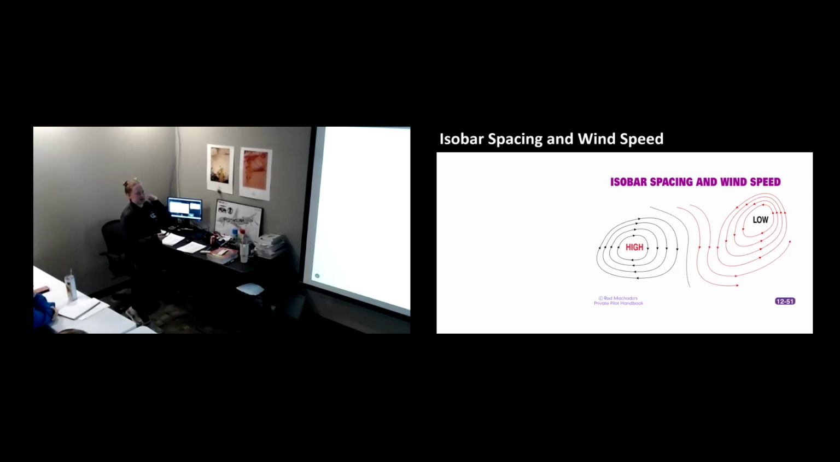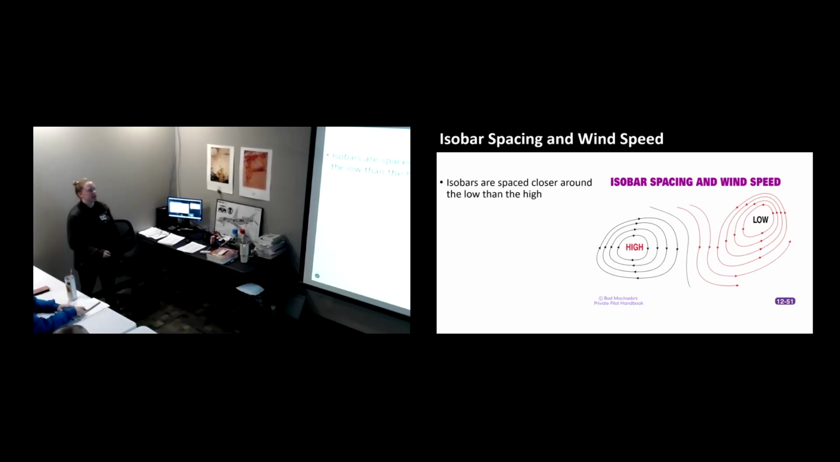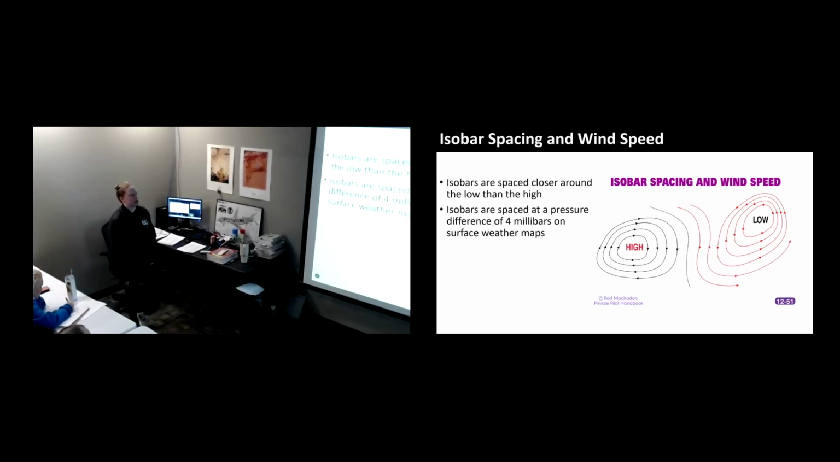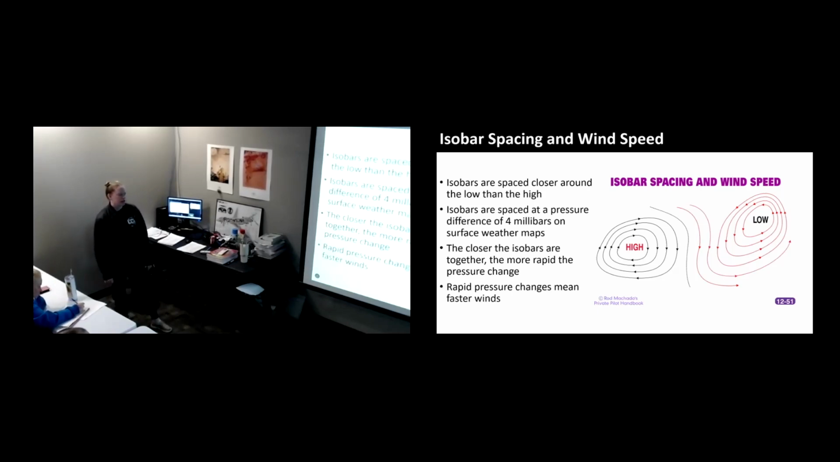Isobar spacing and wind speeds. So we kind of already touched on this. Isobars are spaced closer around low than high pressure, typically. Isobars are spaced at a pressure of 4 millibar differences. You do need to remember, there is a 4 millibar difference between each of those ones. The closer they are together, the more rapid the pressure change. We got that. Rapid pressure changes mean faster winds. So we're gonna have a lot more wind over here than we are gonna have right here. Okay.